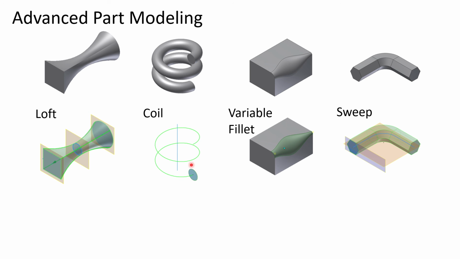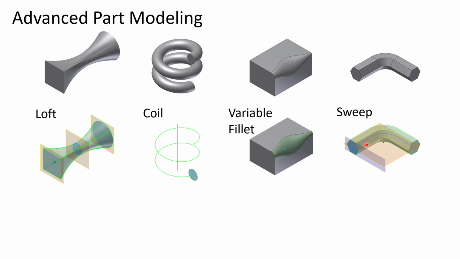Coil, you just need to create a circle and then enter the information for the helix features. This you can use for spring, for threads. And then variable fillets, you can assign different radius along this edge, so to form a shape like this.